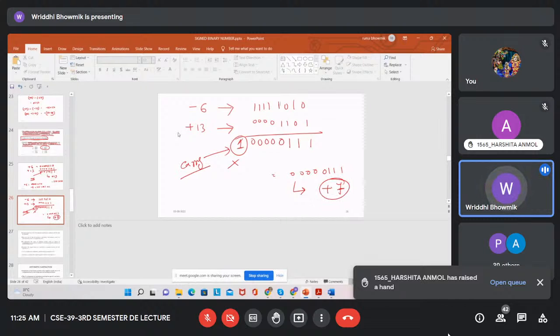Because if you observe very carefully, when you add these two numbers, -6 and +13, and follow the rule of arithmetic addition, you will automatically get +7. -6 is represented in the 2's complement form and we are adding these two, but the result is actually positive, so I am getting this result directly.